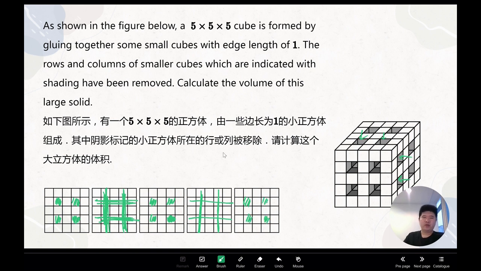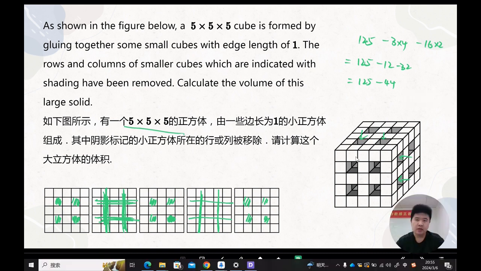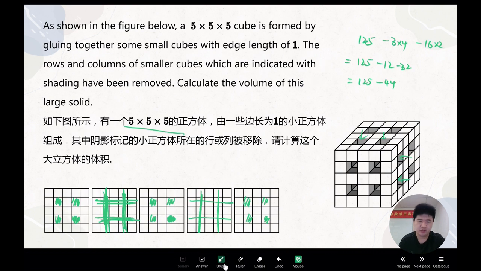So in total, the volume is 5 times 5 times 5, which is 125. And we need to subtract how many small cubes are missing. 我们得数数看一共有多少个消失了，4个4个。And 1 2 3 4 5, 1 2 3 4 5, 10, 11, 12, 13, 14, 15, 16. Minus 16 times 2. It equals 125 minus 12 minus 32, equals 125 minus 44. 125 minus 44 just equals 81. So the answer to this question is just 81.